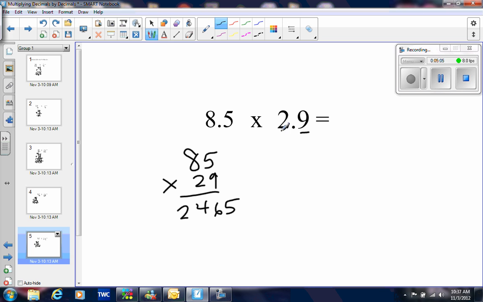Now I've got 1, 2 decimal places, 1, 2 decimal places. And so when you multiply by decimals, it's just important to keep track of what the digits are when you multiply, and then keeping track of where that decimal point goes. Having the same number of decimal places in your problem and the same number of decimal places in your answer.